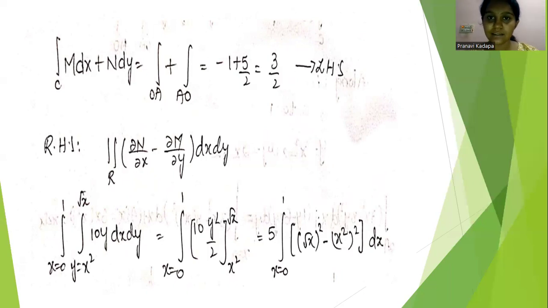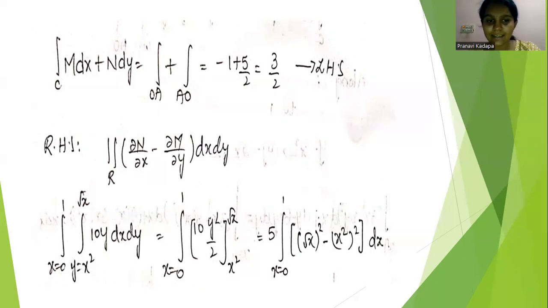The value of LHS is 3 by 2. Now, coming to the RHS, we know it is the double integral over R of (∂N/∂x minus ∂M/∂y) dx dy. Substituting the value 10y and applying the limits x equals 0 to 1 and y equals x squared to root x, we now do the calculation for the y integration.